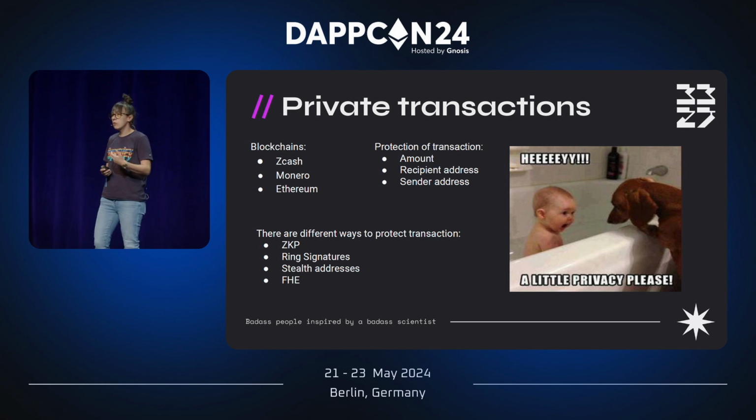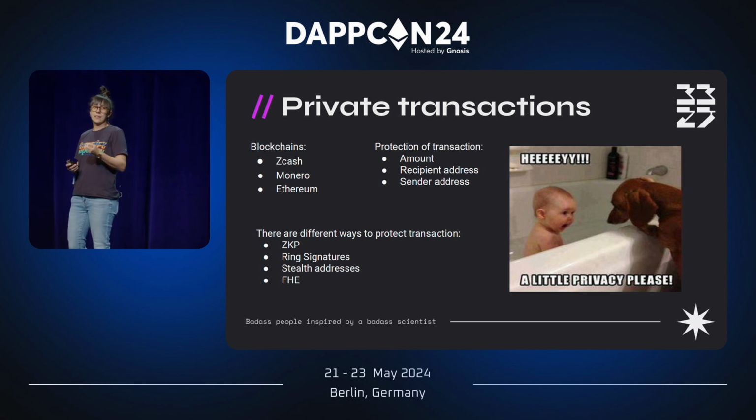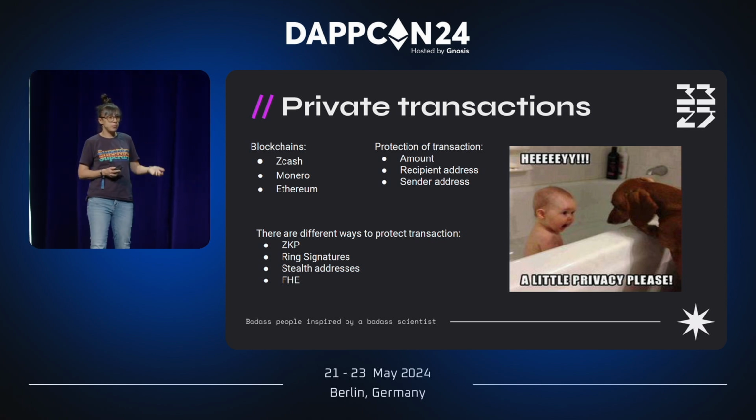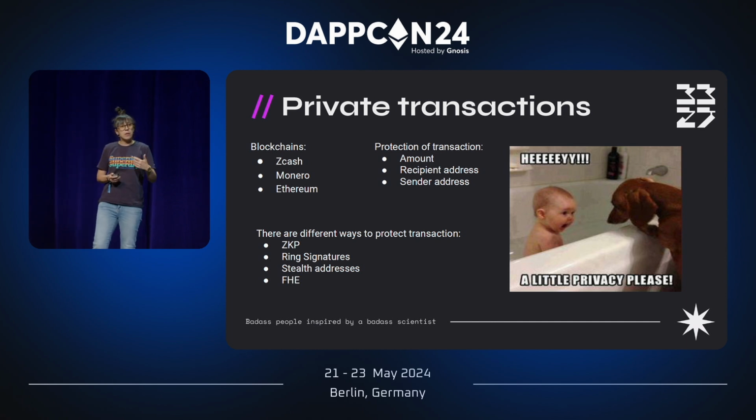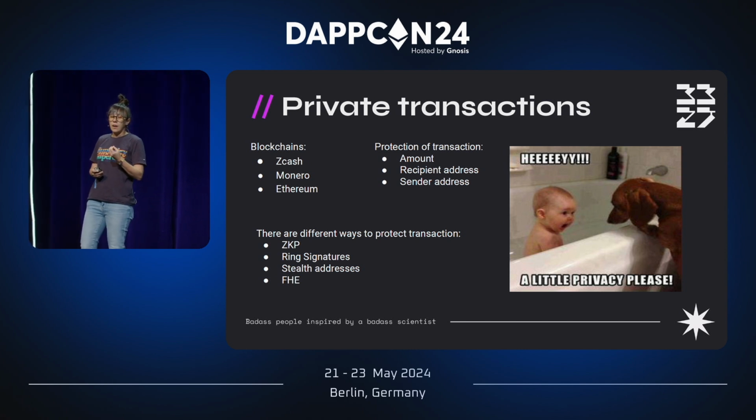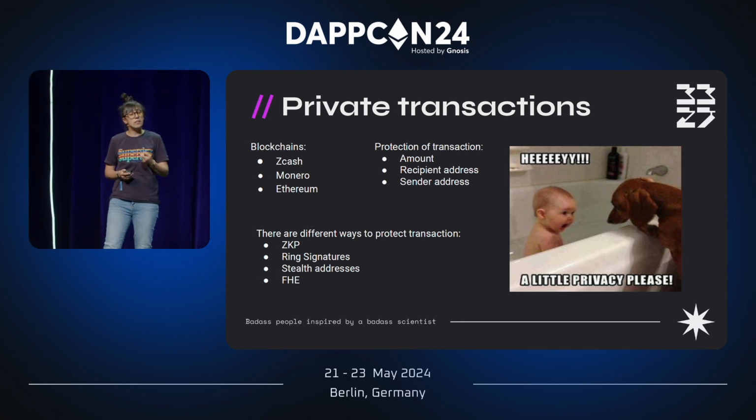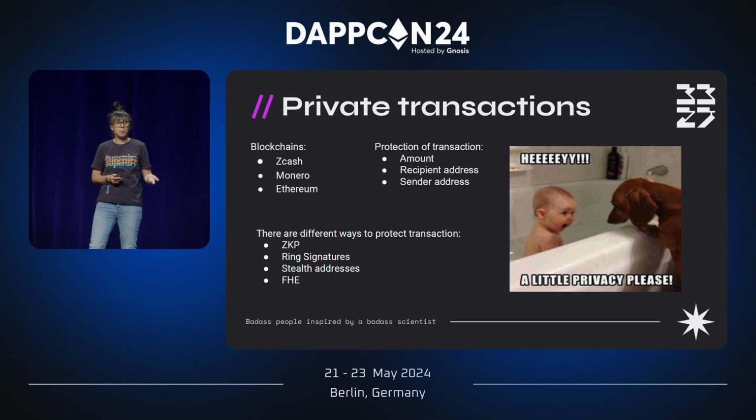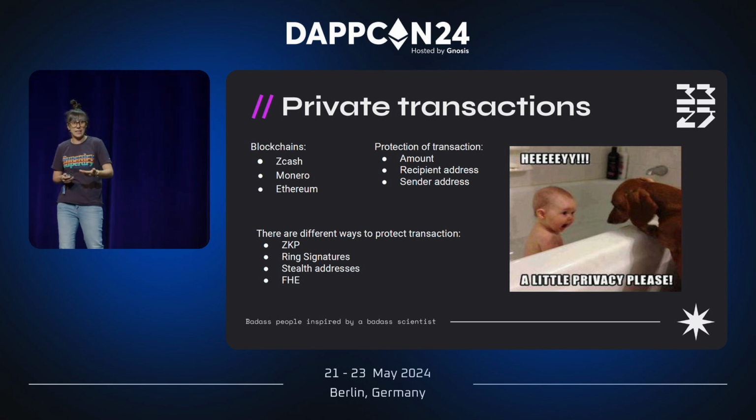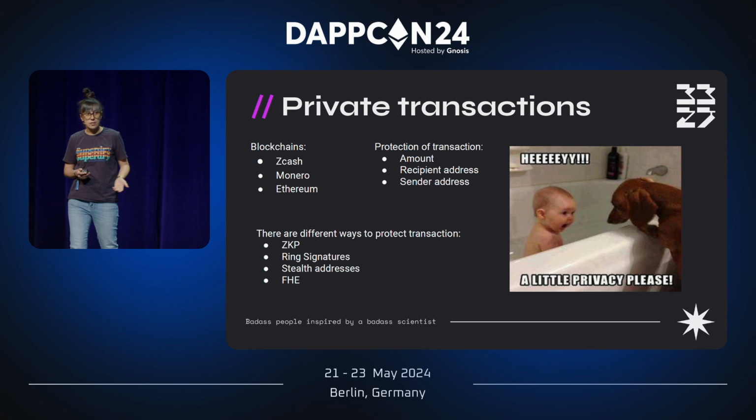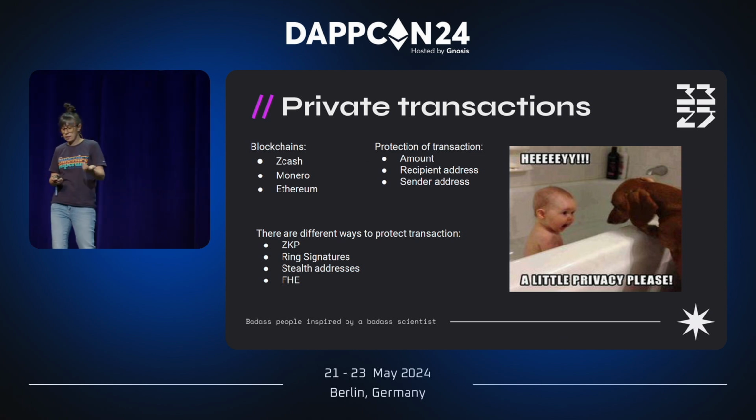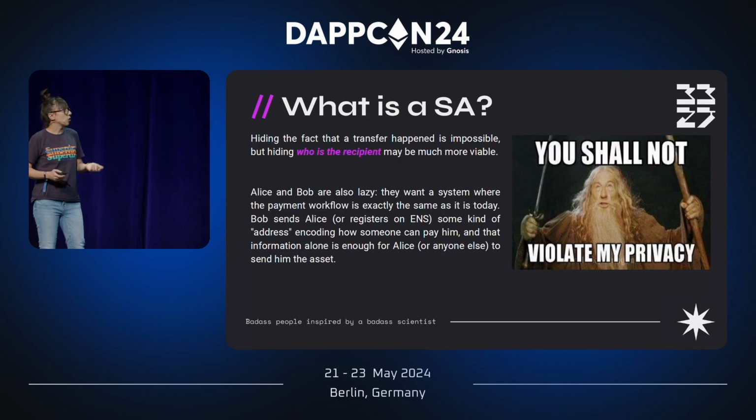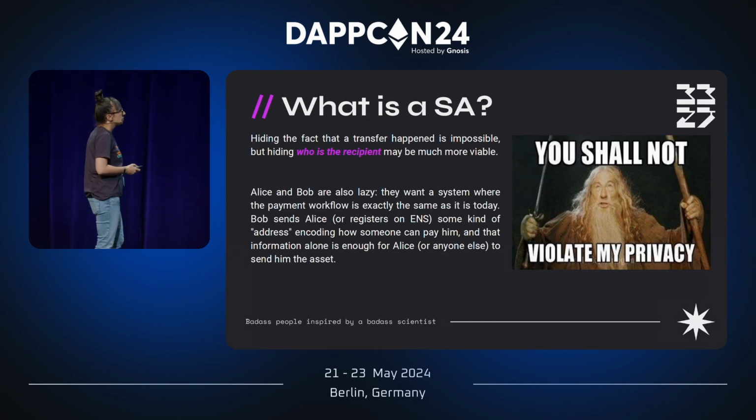So when we talk about private transactions, what do we really want to hide? We want to hide the amount of transaction, recipient address, sender address, maybe all three, but maybe one of them. And we can obtain this using different cryptographic methods. For example, we can use zero-knowledge proofs like Zcash, we can use stealth addresses, we can use ring signatures, or we can use fully homomorphic encryption. So today's topic is related to stealth addresses.